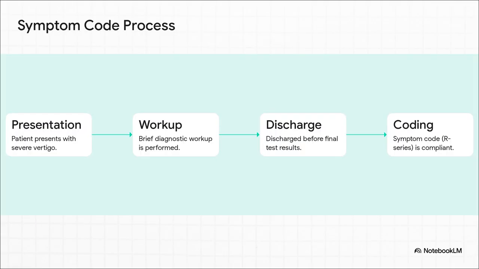Let's map this out to a brief emergency visit workflow to see how it plays out in the real world. Imagine a patient presents with severe vertigo. They go through a battery of blood tests and scans, and then they leave the clinic with the final diagnosis still written as just vertigo, because those definitive test results aren't back yet. In that scenario, that Chapter 18 R code should light up proudly on your billing sheet. It is perfectly legitimate and represents the highest level of diagnostic certainty available for that specific visit.